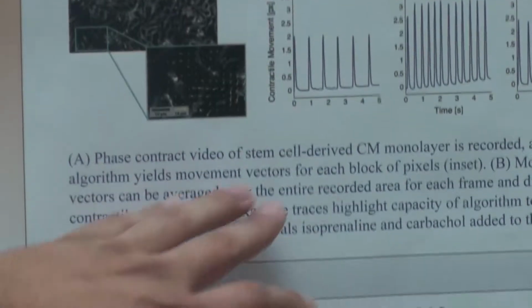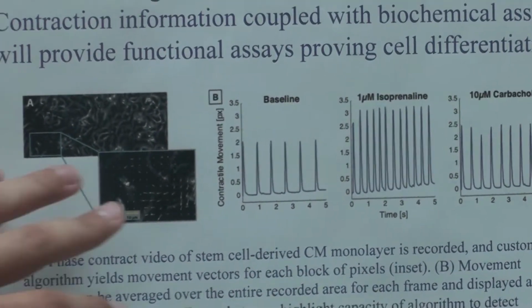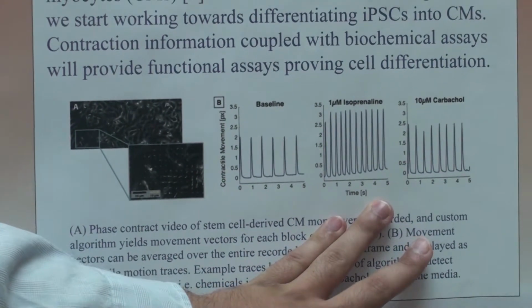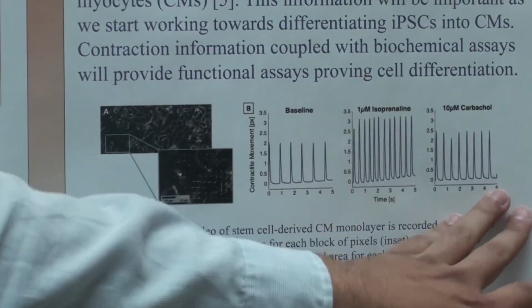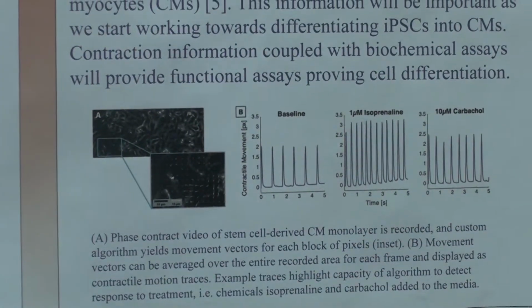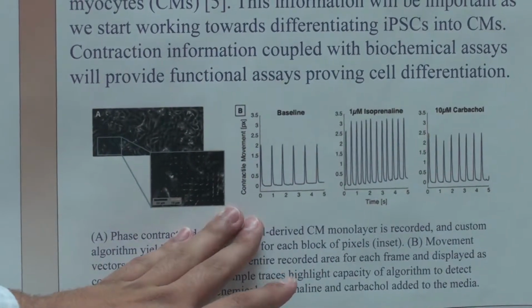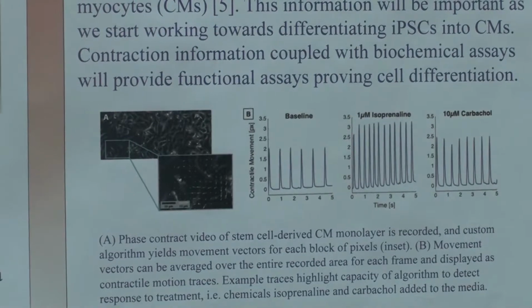And so you can see here, this is just kind of an example of a contraction system where you have your baseline, then they introduce isoprenaline, which increases your contractility frequency, and then your carbachol here, which decreases contractility frequency, and you can basically measure that out using this program.